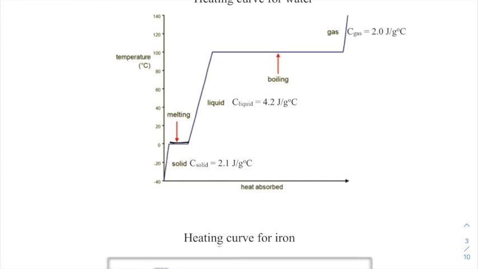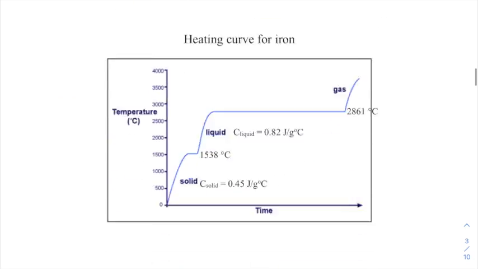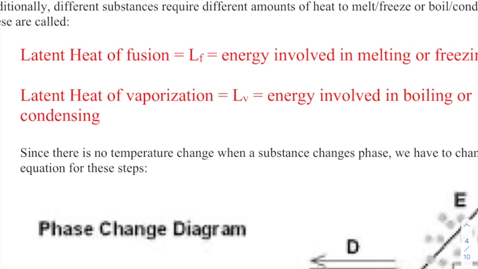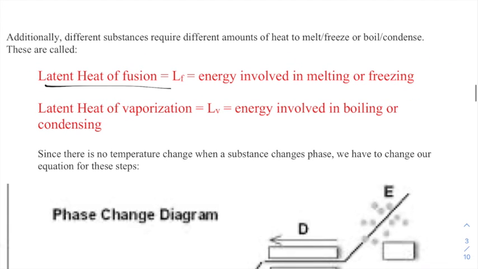So what we're going to need now is a new equation. And our new equation is called the latent heat. The latent heat is the energy involved in a phase change. There are 2 of them that will probably come up, although technically there are 3 of them that exist. The 2 that will come up are fusion and vaporization.